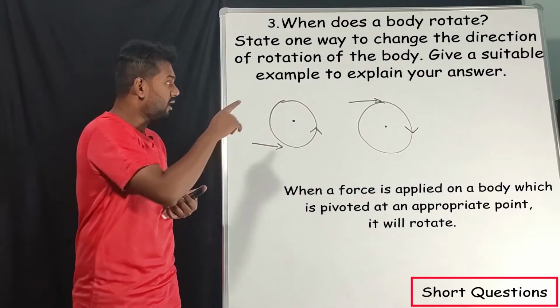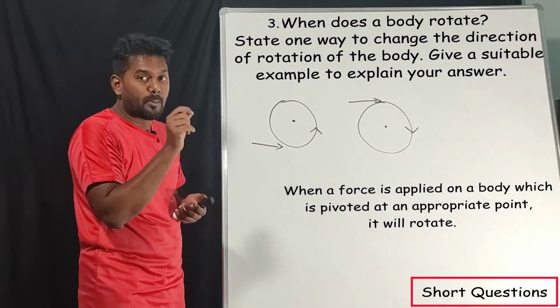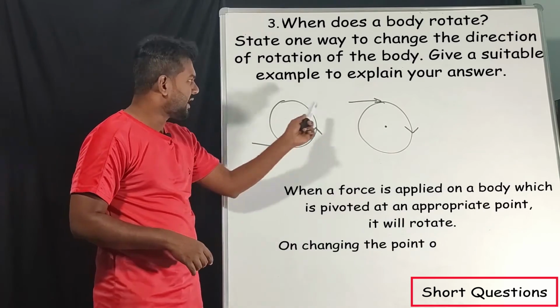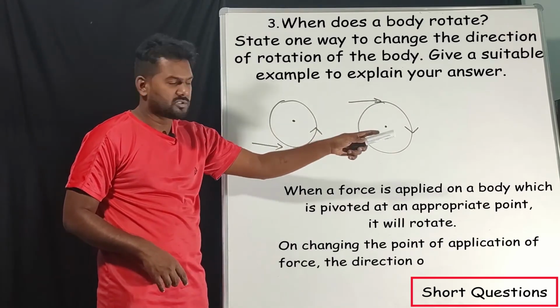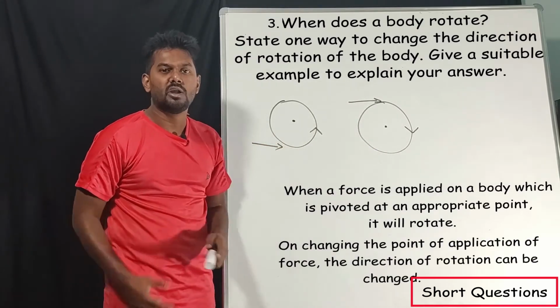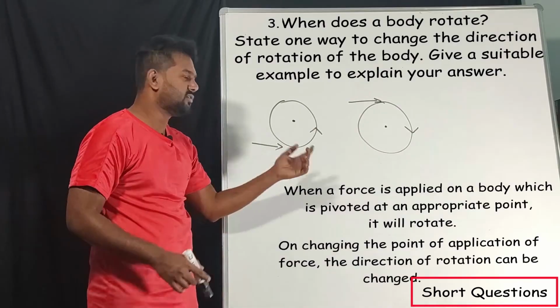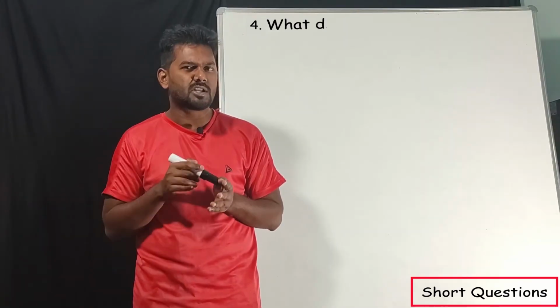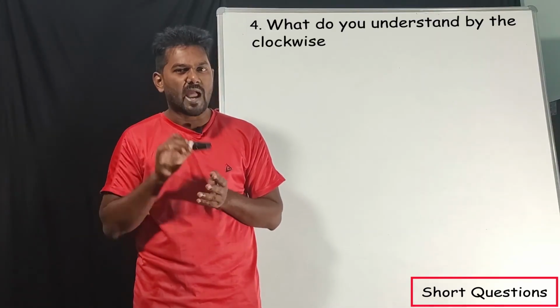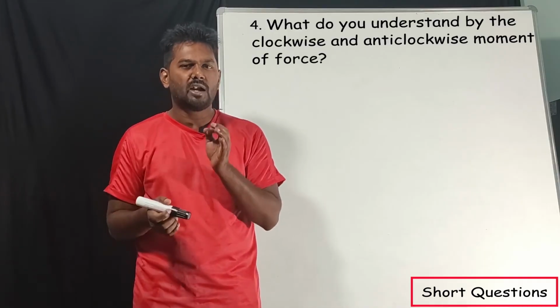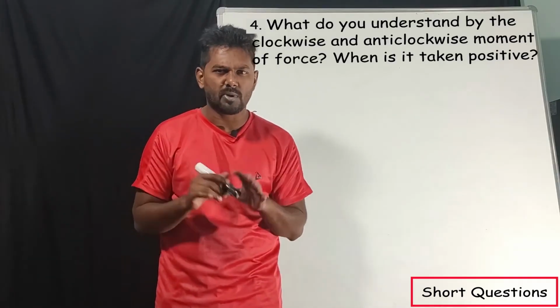The point where you are applying a force is also important. So if you change the direction of application of force, the direction of rotation will also change. This is with an example. What do you understand by clockwise and anti-clockwise moment of force, and when is it taken as positive? Very simple question. Listen.